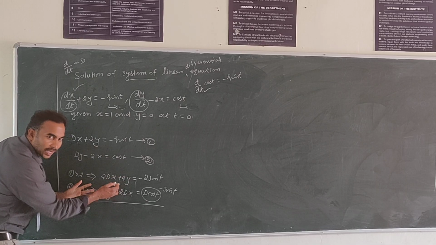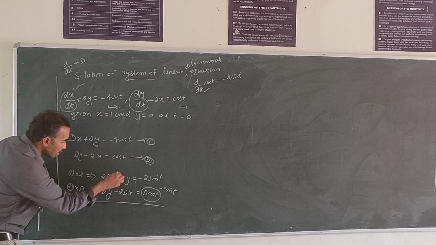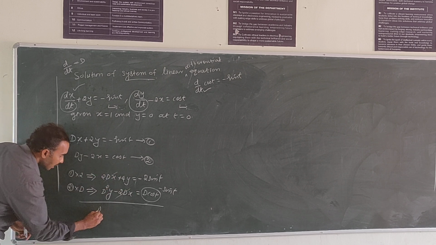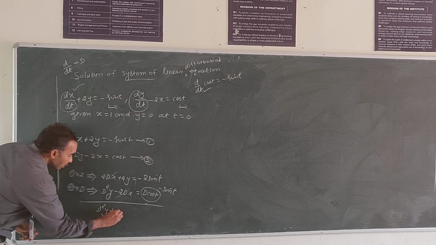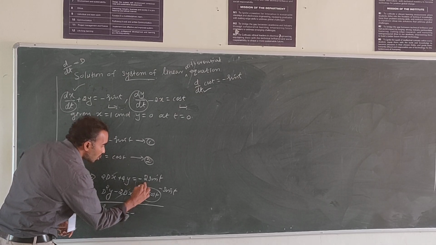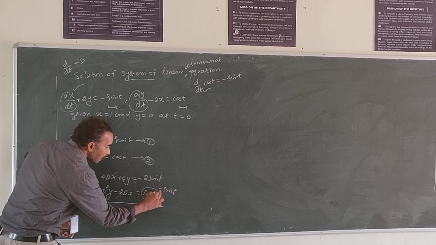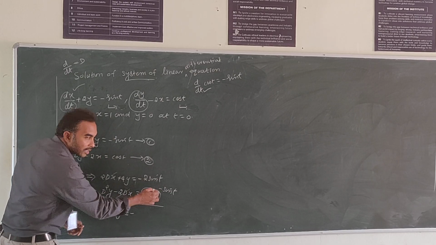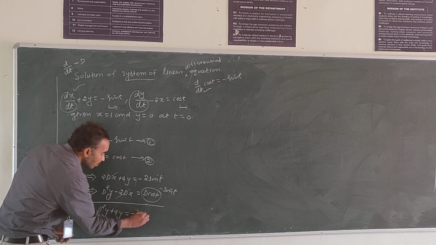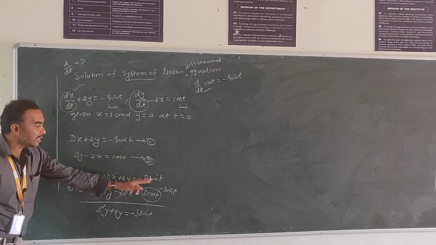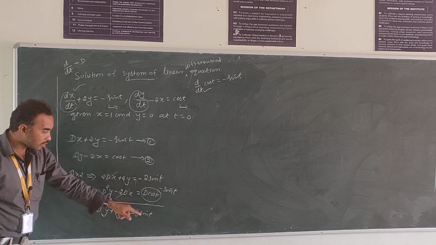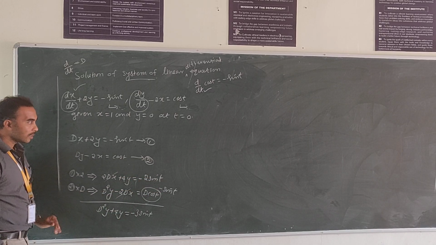Next, add these two. These two cancel. So remaining things: D square y plus 4y equal to minus 2 sin t minus sin t. If you add these two, what will we get? Minus 2 sin t minus sin t, add these two, minus 3 sin t.